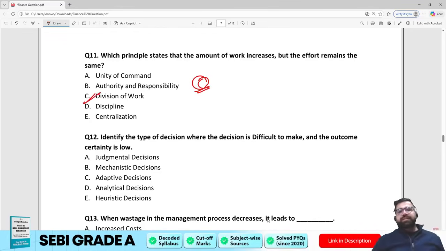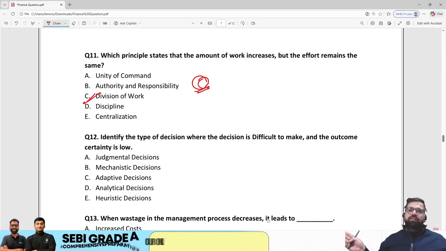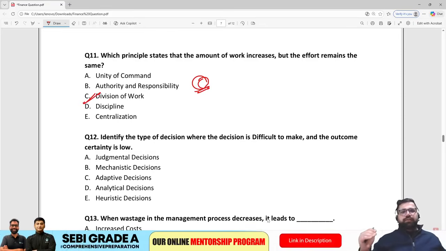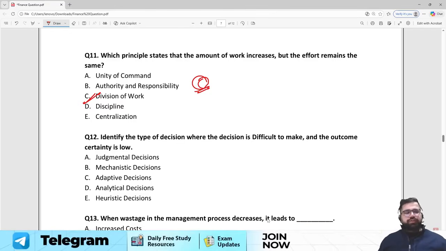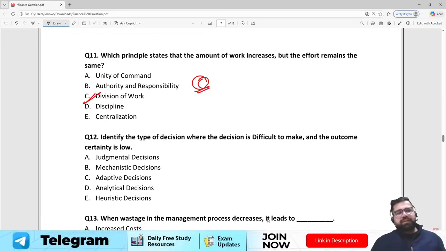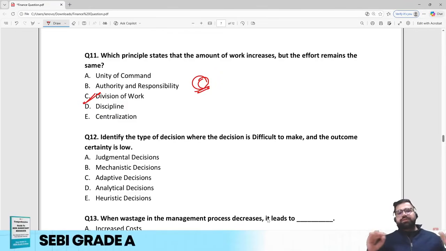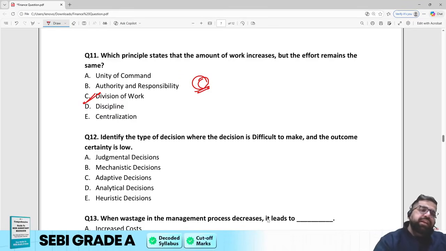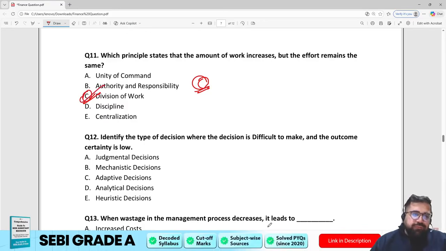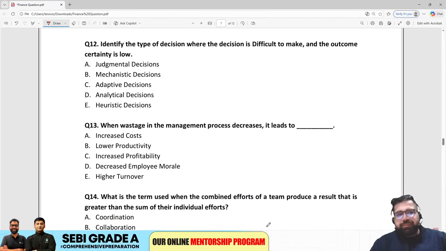Division of work basically means that you divide the work among all the workers, right? But the amount of work will increase. Like if you divide, previously that person was not having any work, so now you are dividing the work equally, so that particular person will now have the work. But the effort will remain the same. Effort will remain the same means what? That I am dividing equally so that nobody has to do more work. Everybody has to do the work on par. So the correct answer will be option number C, which is division of work. Right? For question number 11, the correct answer is C.